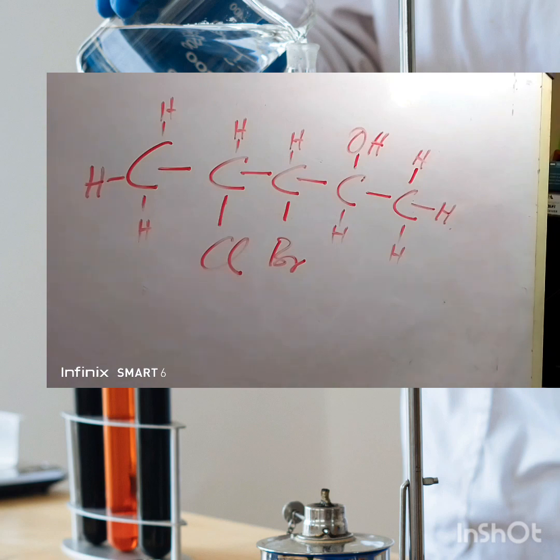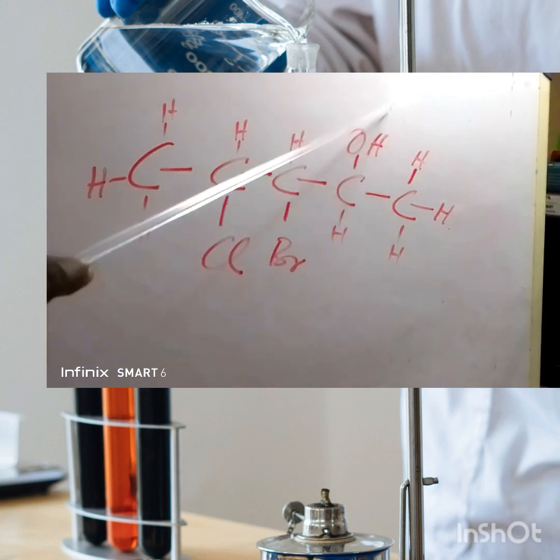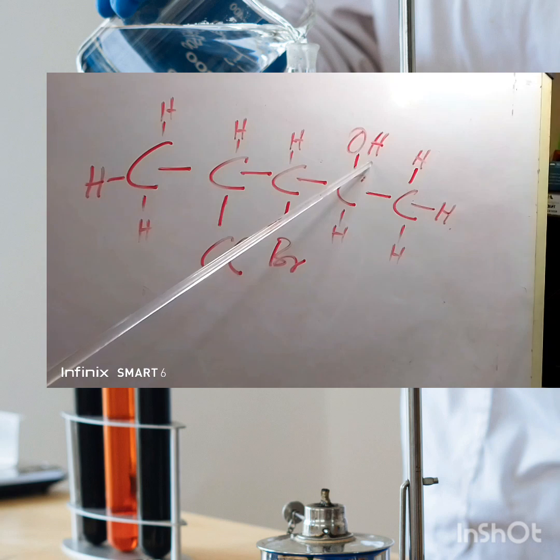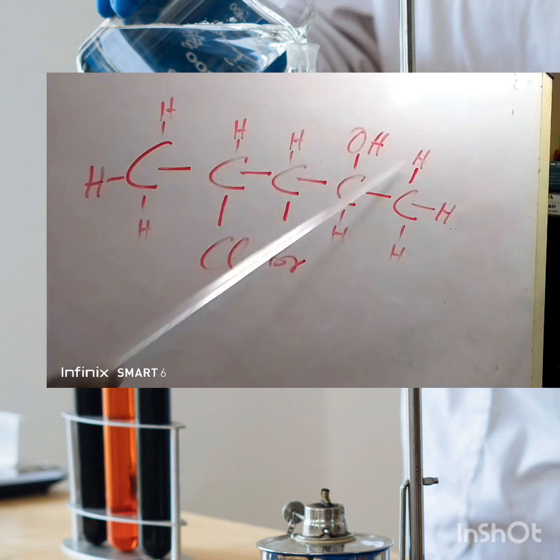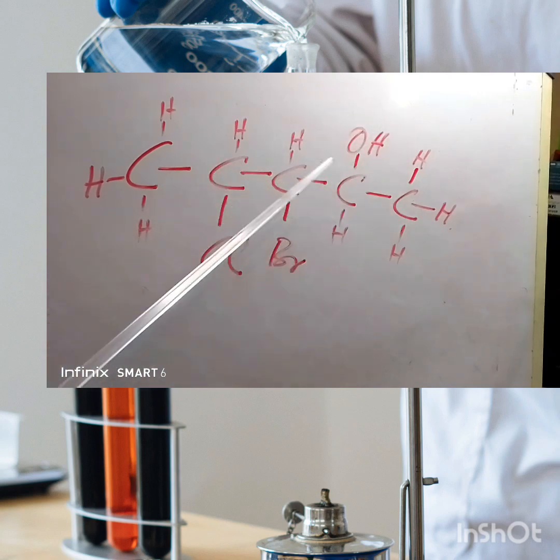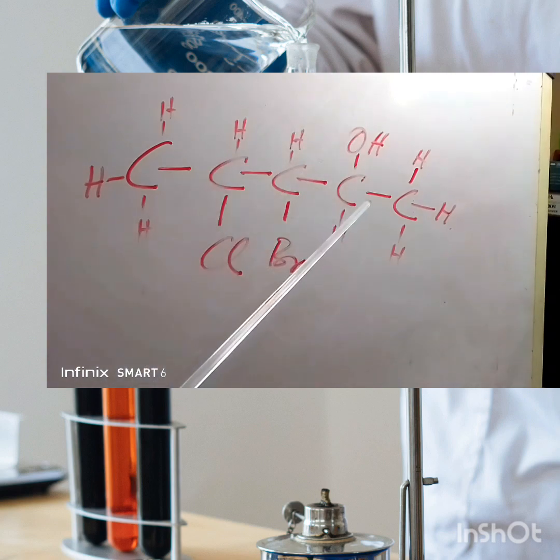Okay, so the suffix, I can see OH here. This is OH. This is from the family of what? Alkanol, the "ol". So for the suffix, you are seeing OH attached to one of these carbon atoms. It shows that this compound is from the family of alkanol. So the name of this compound is going to end with "ol".